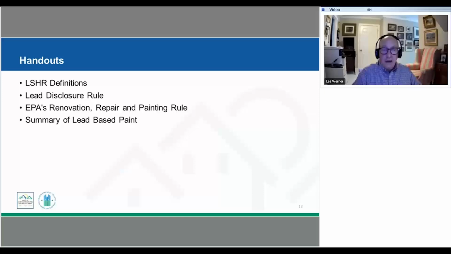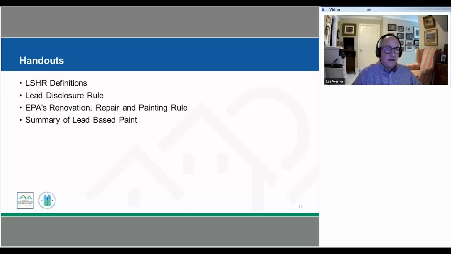So there was a handout that went through the Lead Safe Housing Rule definitions, which can be very helpful to refer back to. There also is a handout specifically on the lead disclosure rule, which Chris will be talking about in a bit. There is a handout specifically on the EPA's renovation, repair, and painting rule.